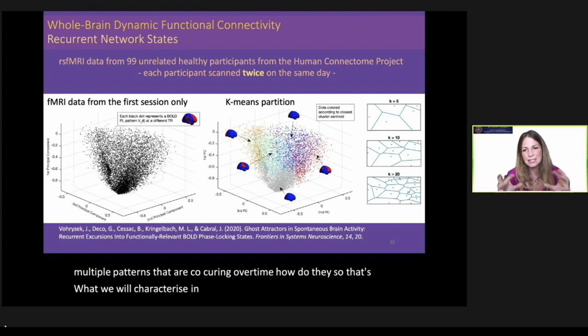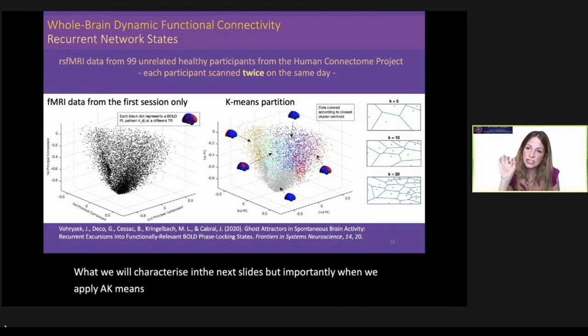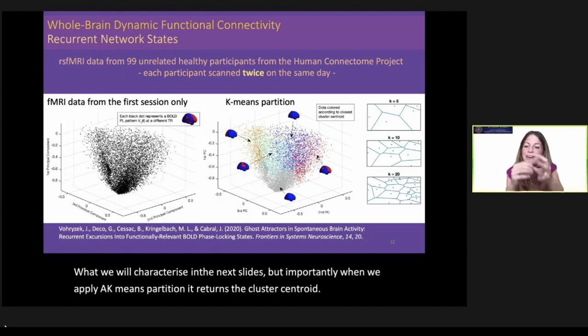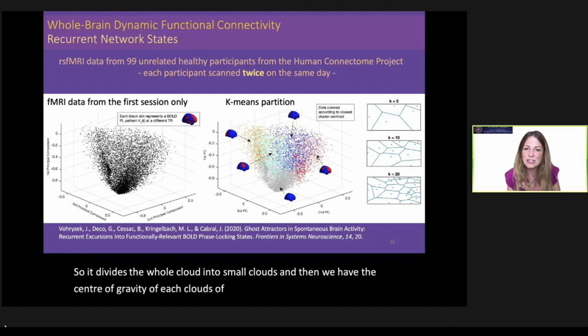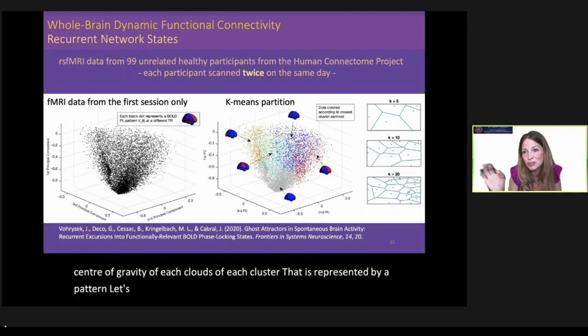But importantly, when we apply a k-means partition, it returns the cluster centroid. So it divides the whole cloud into small clouds, and then we have the center of gravity of each cluster, which is represented by a pattern, let's say. It is the central pattern in that cluster.